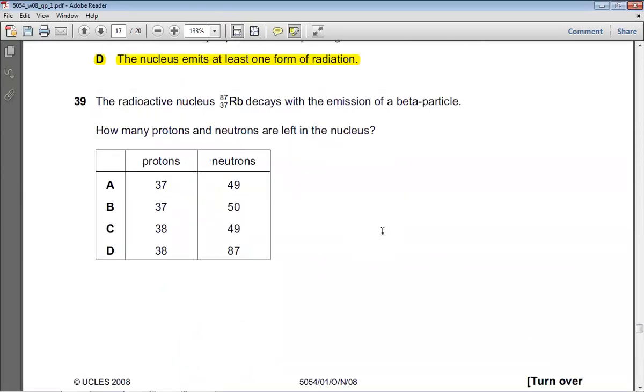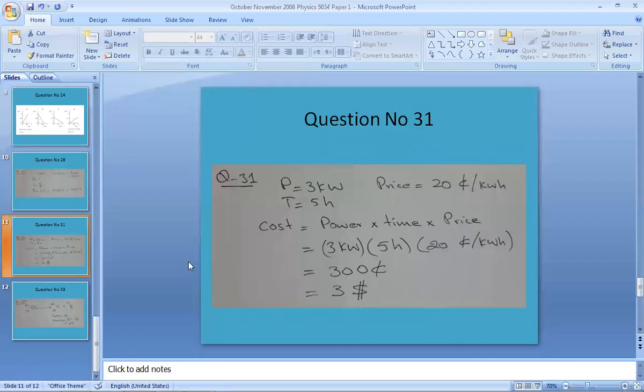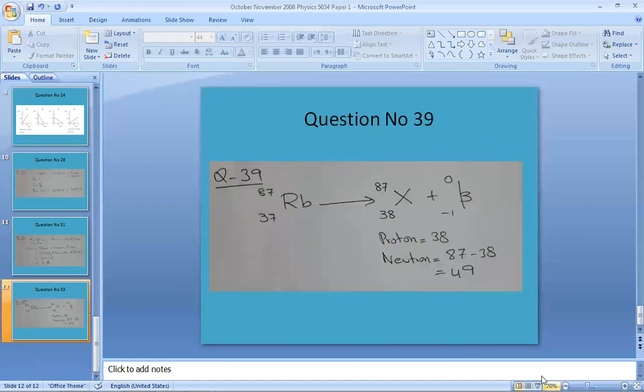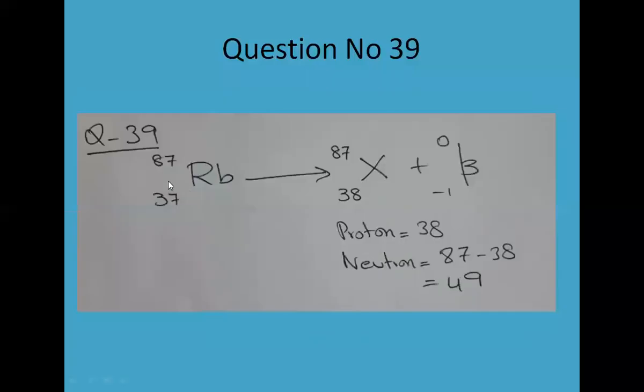Okay. Question number 39, the radioactive nucleus Rb-87 with 37 protons decays with the emission of a beta particle. How many protons and neutrons are left in the nucleus? Okay, so let me show you. You see this parent nucleus, it has 37 protons. Its nucleon number or the mass number is 87. So it will give out a beta particle.